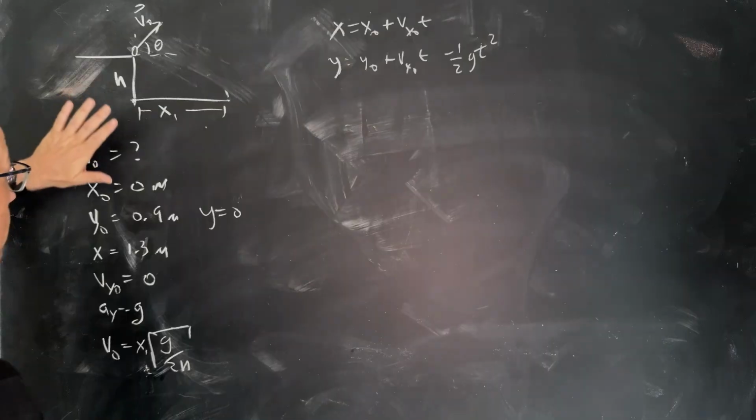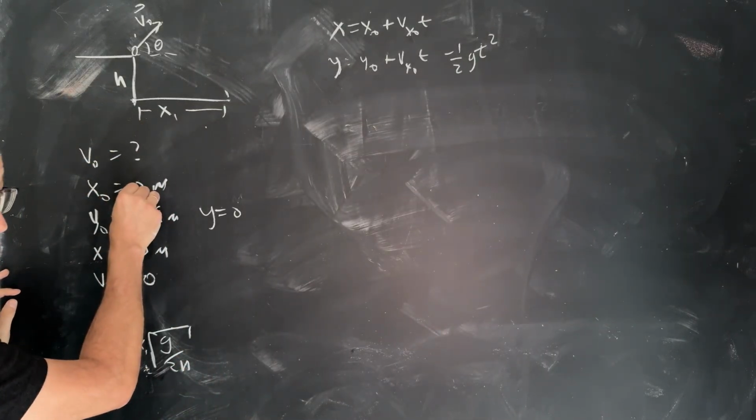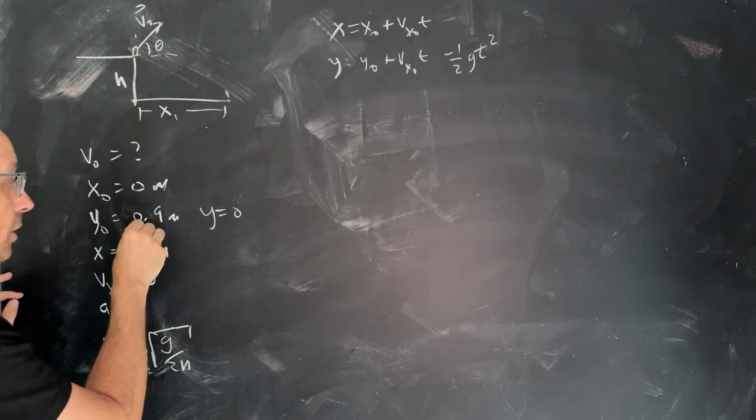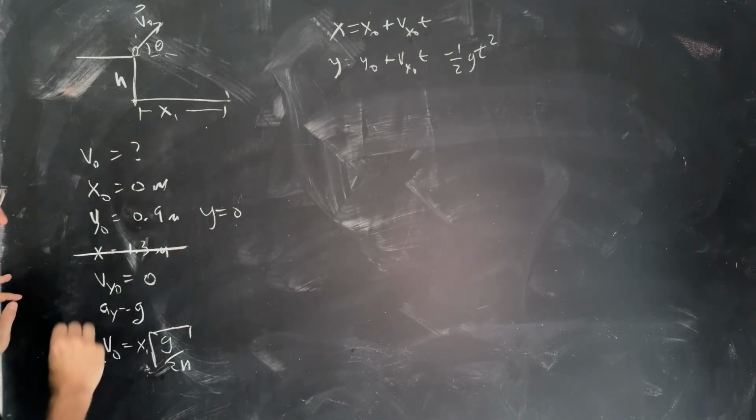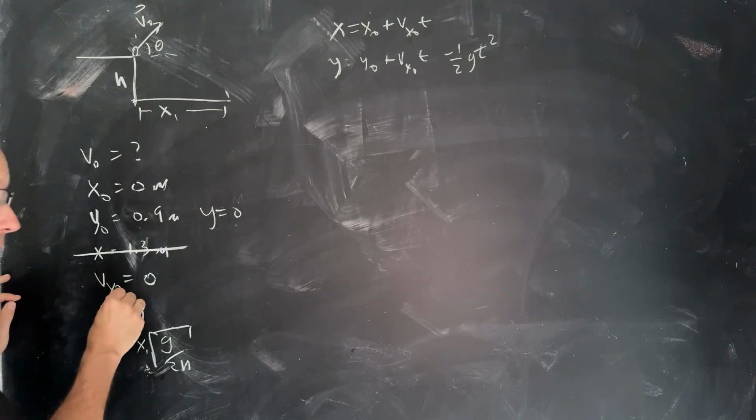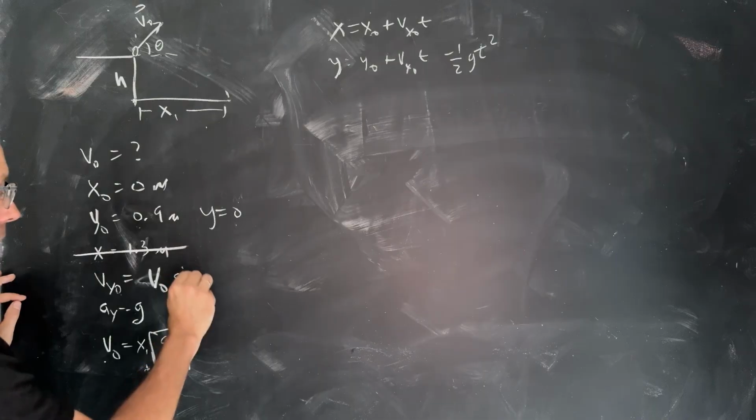So what changes over here? Now I do know the initial velocity. It's right down here. My x position is still the same. My y position is still the same. My y final is still the same. This is no longer the same. And this is no longer 0. The initial y velocity is now going to be v0 sine theta.